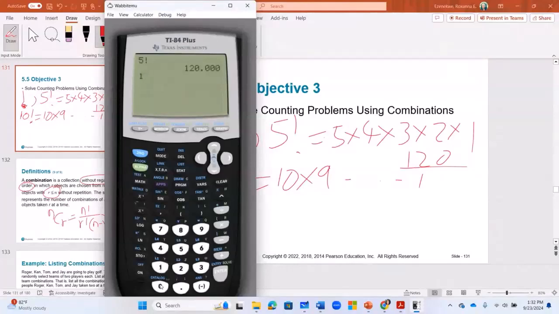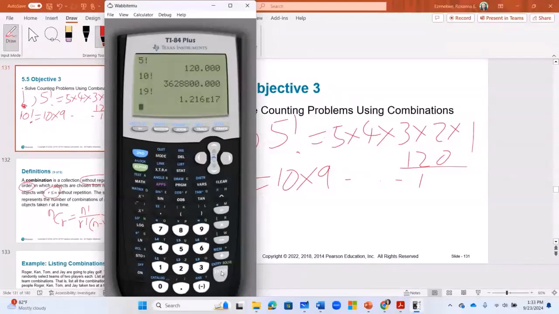But what if I'm told to find 10 factorial? 10, go to math, arrow to PRB. Number 4 is factorial. That's a long digit number, 3,628,000 and so on. What if I'm told to find 19 factorial? Then it becomes a whole lot of large number. 19, go to math, arrow to PRB, number 4, and hit enter. Now 19 factorial is 1.22 E 17.